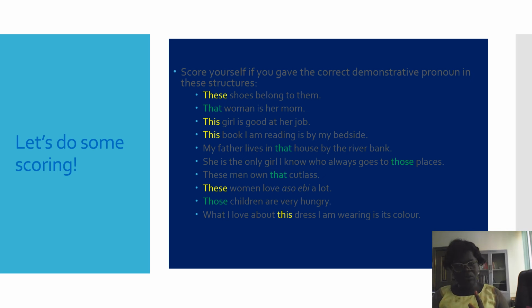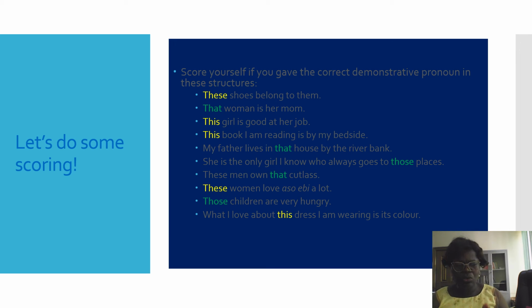So then when you talk about cutlass, yes, these men are the ones that own the cutlass, but cutlass is only one, so you can only use that. And the same thing with children: because children are more than one, you cannot use that, rather you have to use those. So these are the ways that we can use this.